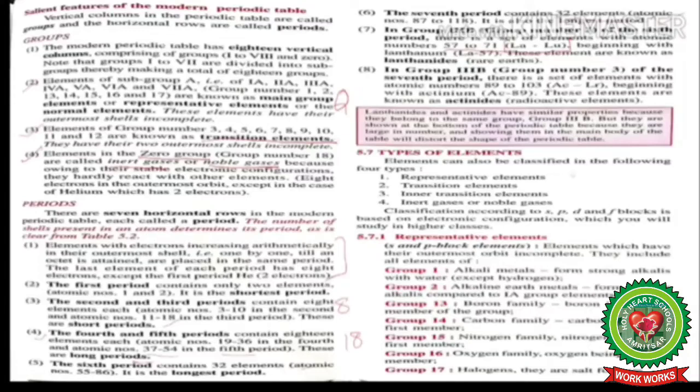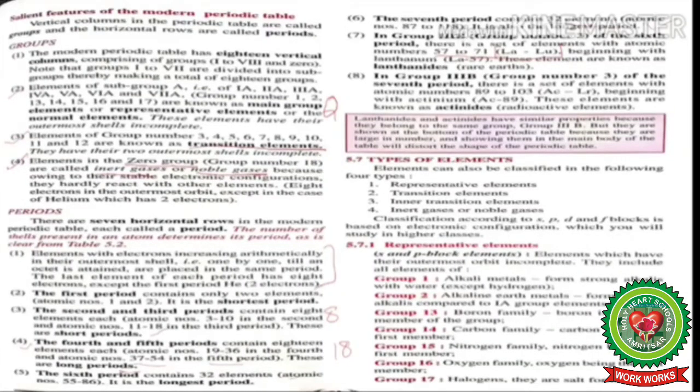Types of elements. Elements can also be classified in the following four types. Firstly, representative elements. Secondly, transition elements. Thirdly, inner transition elements. And fourthly, inert gases or noble gases. Classification according to S, P, D and F blocks is based on electronic configuration, which you will study in the higher classes. This means that it is not in your syllabus.